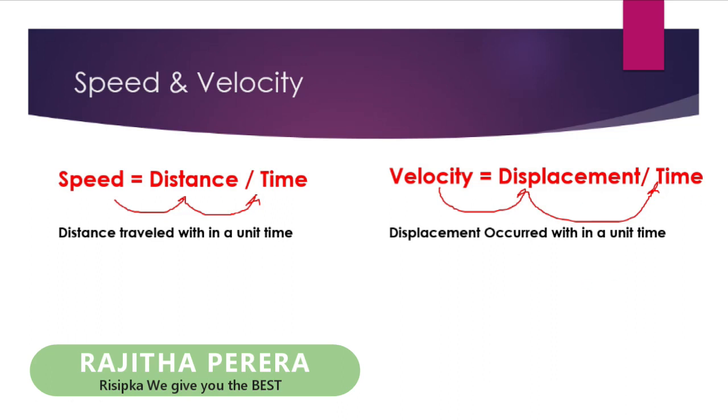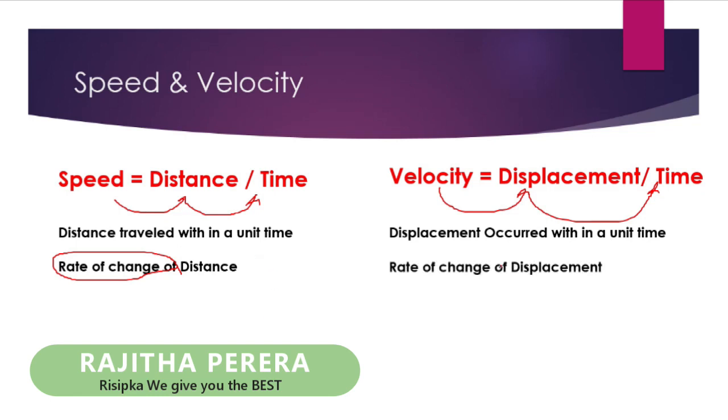And there's another way of defining speed and velocity: rate of change of distance. Rate of change of distance, very easy to memorize. Speed is the rate of change of distance. In that way, what is velocity? Rate of change of displacement. Rate of change of displacement is known as the velocity.